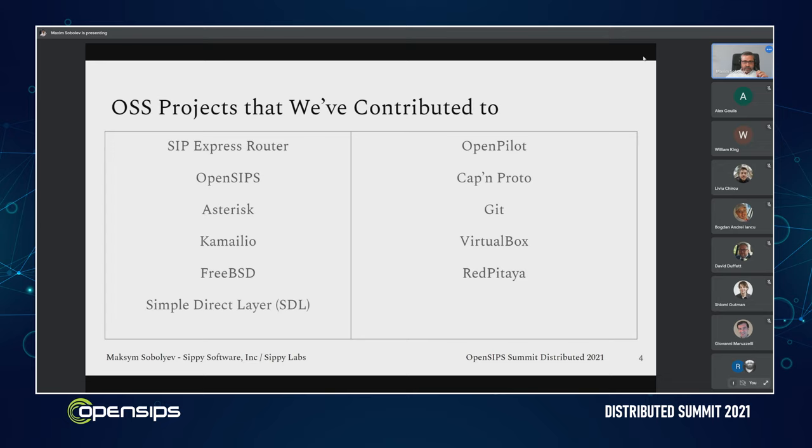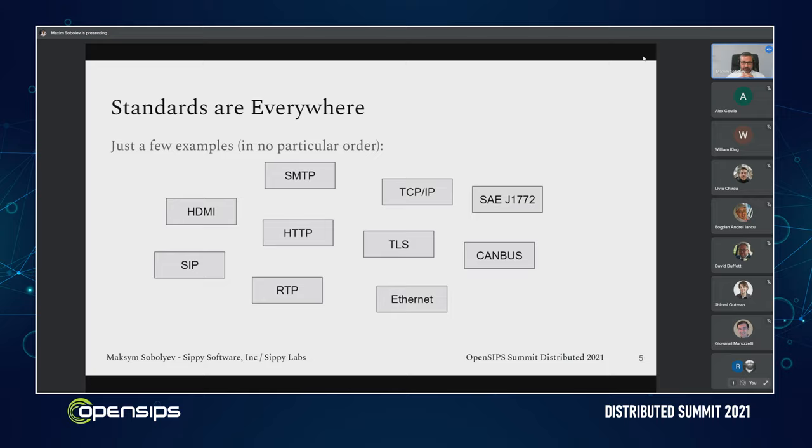Now that kind of takes care of self-introduction, let's talk a little bit about standards and interoperability in general. Essentially, if you look around, you will find standards of one form or another pretty much everywhere. In modern life, we rely on those standards. I just listed a few of them on this slide, but there are obviously many more to talk about. Those standards are not usually set in stone. They have their own life cycle.